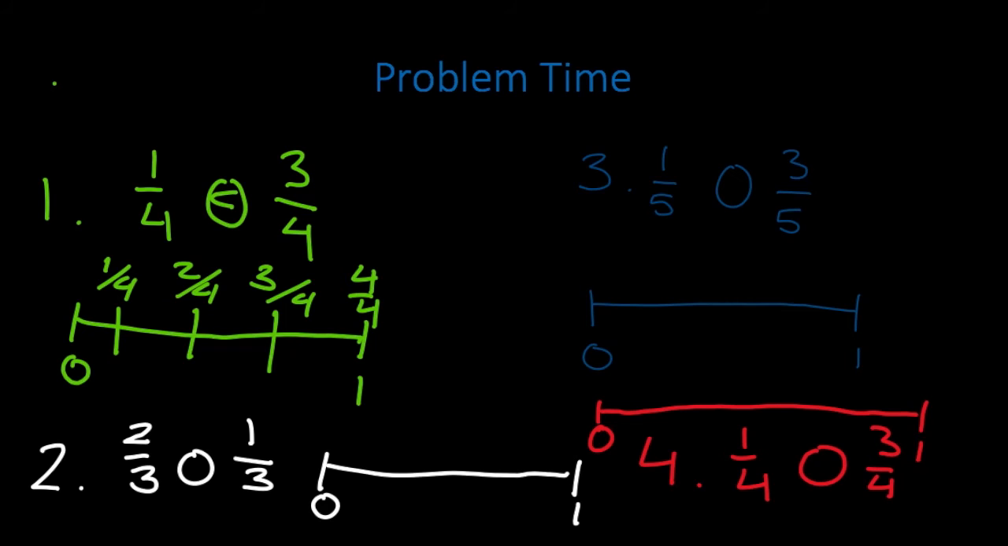Now time for our next problem here. 2/3 or 1/3. Now our total is going to be 3/3. Now let's find out where 2/3 and 1/3 are. So I'm going to drop 1, 2, and then 3/3. Now let's find out where 1/3 is right here, and then 2/3 is right here. 2/3 is closer to the total. That means 2/3 would be bigger.